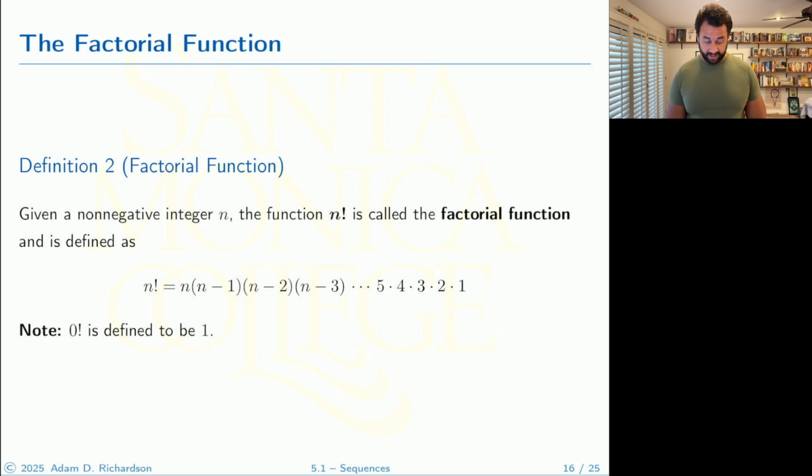So how do we define it? N factorial is the product of all of the positive integers that are less than or equal to n.